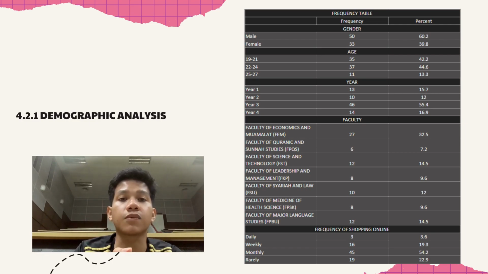This information provides a comprehensive overview of the demographic characteristics and online shopping behavior of the surveyed students, offering valuable insight for further analysis and interpretation in the context of factors influencing online shopping behavior post-pandemic among USIM students.